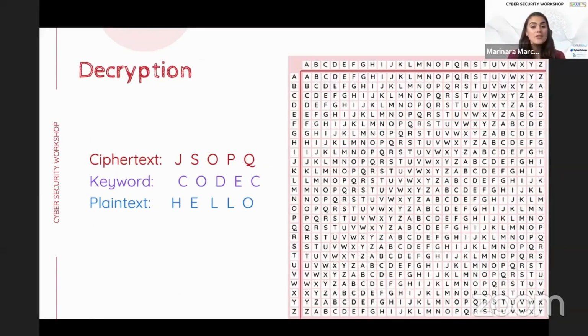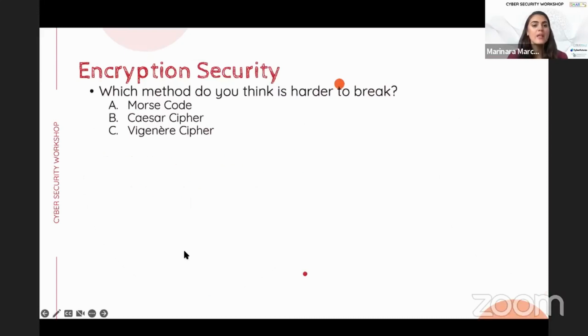And this is how you decrypt once you know the keyword for the text. So let's just wrap up with a few questions to get us thinking about everything that we learned here. Which method do you think is harder to break? The Morse code, the Caesar cipher, or the Vigenère cipher? Do you wanna give us your guess, Jason? The Vigenère cipher. Yeah, and why do you think so?